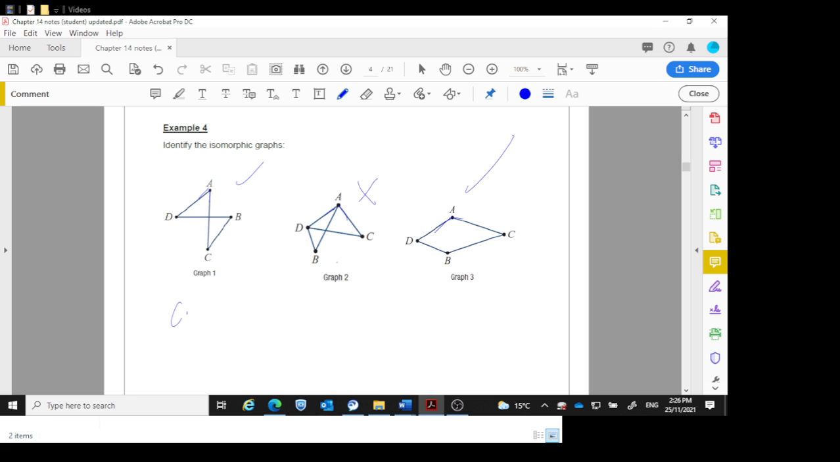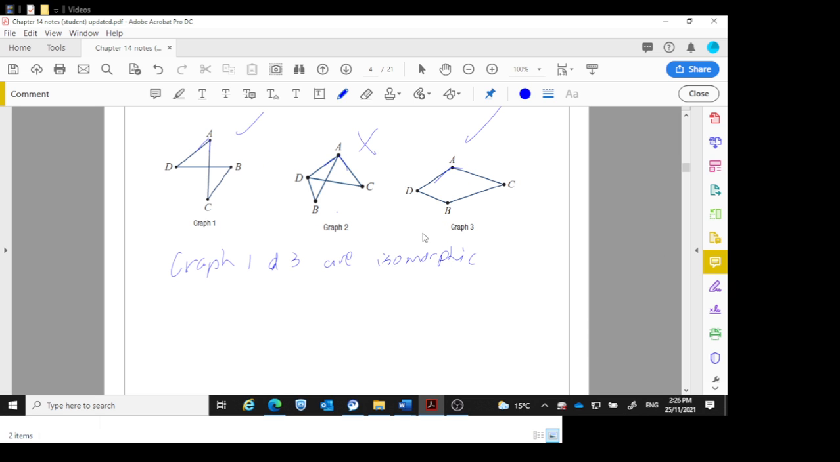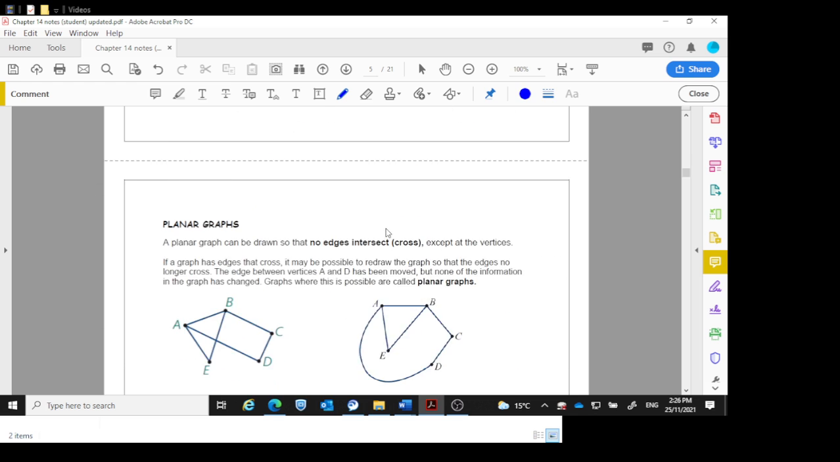Graph 1 and 3 are isomorphic. They're the same graph, they just look different. So I can get from A to the same two vertices C and D on both, B to C and D on both, and C to B and A, and D to A and B.